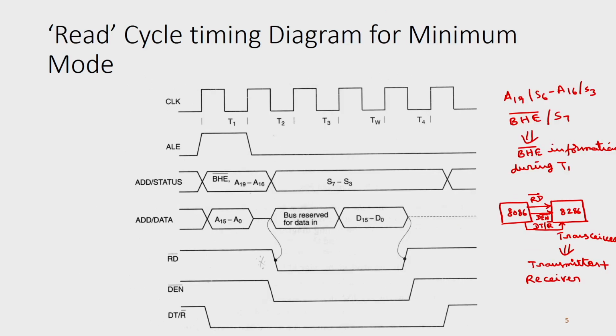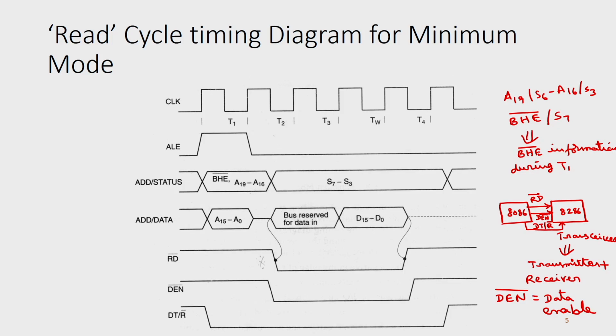Another difference is DEN bar goes low in both the cases because of data enable. DEN bar stands for data enable, D for data, EN for enable. So in any case, whether you want to perform the read operation or write operation, data enable should be 0. The only difference is, in case of read operation, because the peripheral device is slow, DEN bar goes low a bit delayed when compared with the DEN bar of the write cycle. That is the only difference in DEN, but both are low.